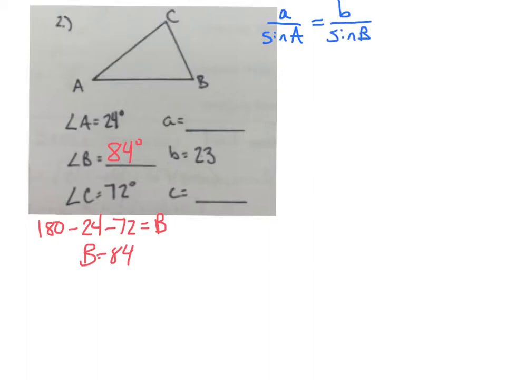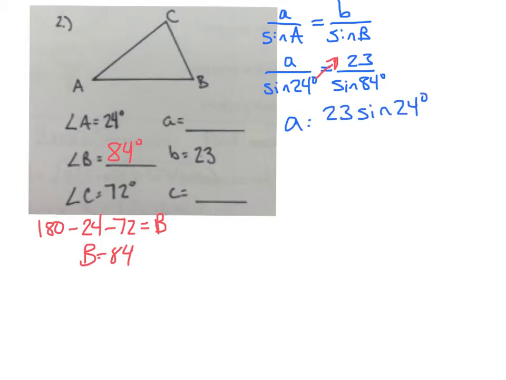So we go ahead and just start plugging things in. I don't know what side A is, but I do know that angle A is 24 degrees. I know side B is 23, and angle B is 84 degrees. That's enough to help me solve, because on the left-hand side we just have to get rid of the denominator, so I'm going to multiply that across. And A is going to equal 23 sine of 24 degrees over the sine of 84 degrees.